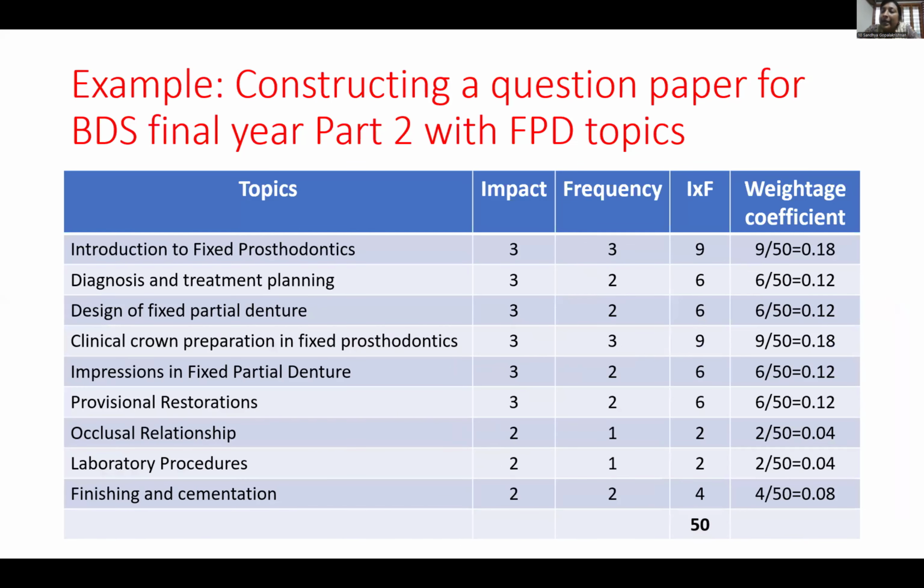Based on discussion among the staff members, impact and frequencies have been decided. And the I into F scores, like we got from 2 to 9, are the scores which we received for that. Coming to the weightage coefficient, this is nothing but I into F divided by the total of I into F. The total of I into F in this we can get as 50. So each I into F parameter should be divided by 50, and we get this.